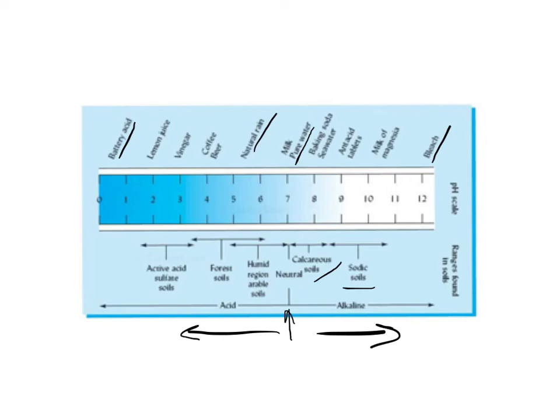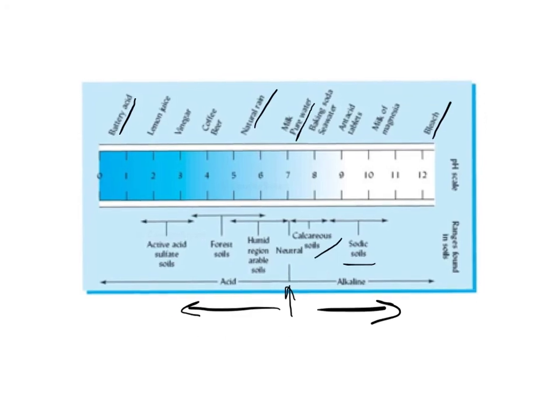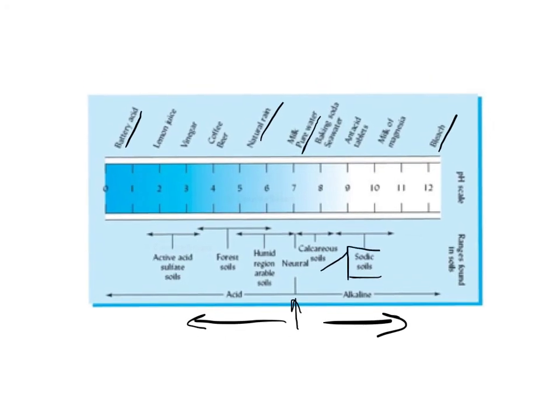We'll talk about salty soils, we'll talk about sodic soils, and we see there's sodic soils right here, and they tend to be on the basic side of things, but there's some different terminology going on there. So this is the general range of pH found in soils. Typically soils, and again, we're generalizing here, are anywhere from about 3 to about 9. That's where most of our soils are going to be, especially agriculturally important soils. We do have soils that are outside this range, but they tend to be special circumstances.